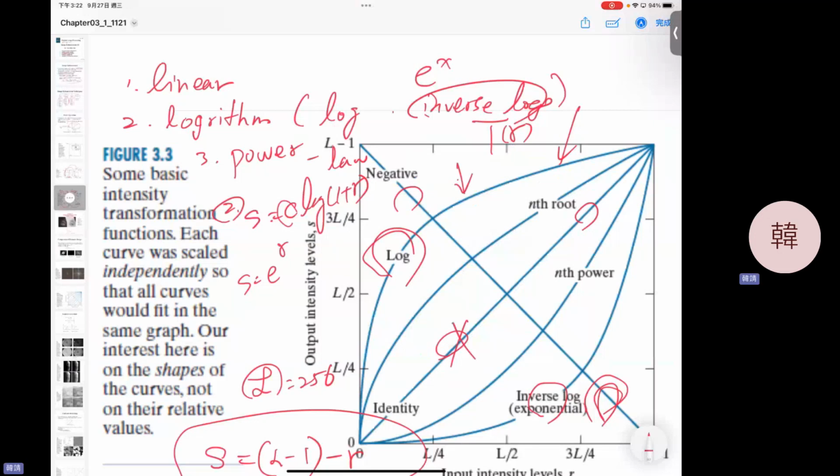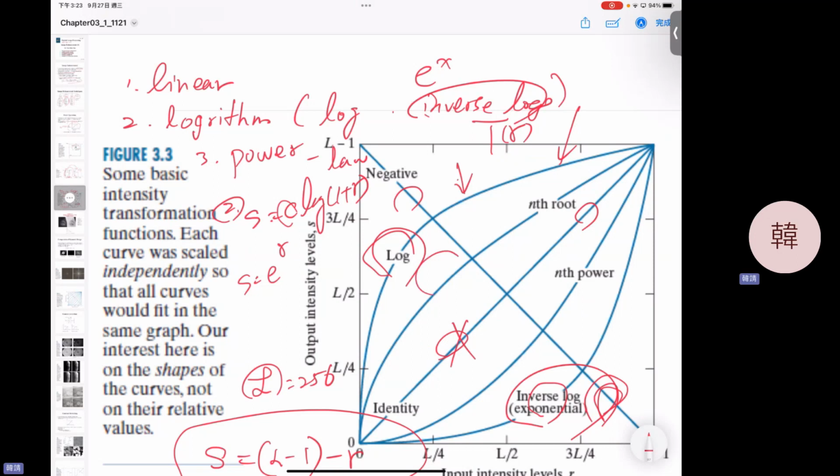From this curve, the transformation curve, if your input image goes through the log transformation, does your image get darker or brighter? Pretty bright, right? The original small range here is stretched out to a big range here, so immediately you know your image will become brighter. If you use an exponential transformation, definitely your image changes from brighter to darker.